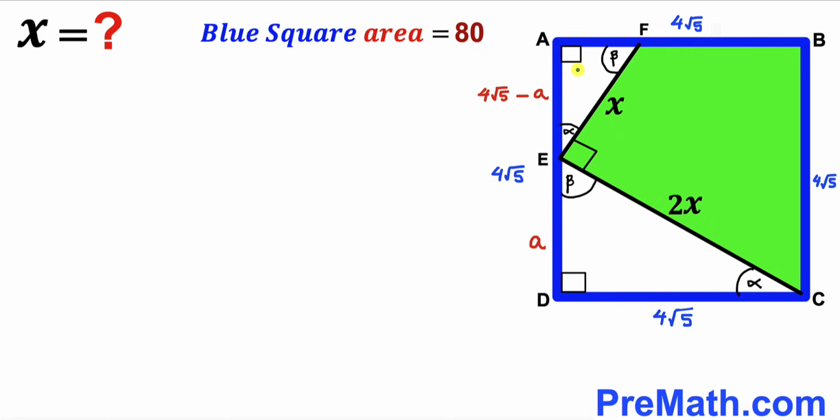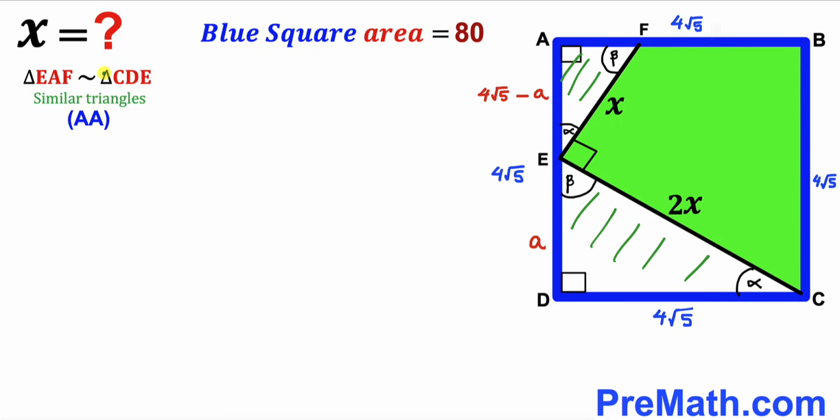Now we are going to focus on these two right triangles: the right triangle EAF and the other right triangle CDE. We can see that the triangle EAF and the triangle CDE are similar triangles according to the angle-angle similarity theorem. And since these two triangles are similar, we are going to have a proportion.